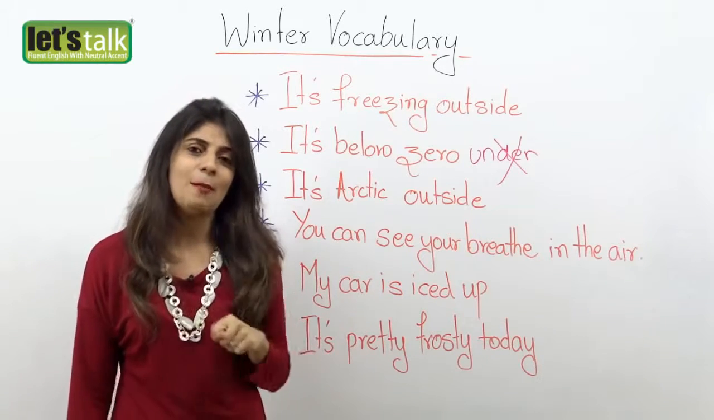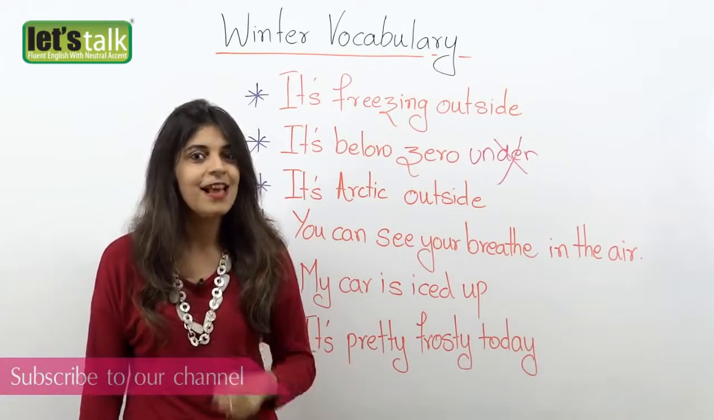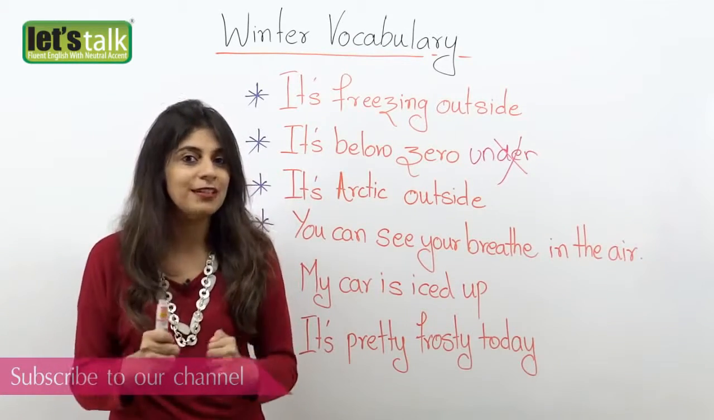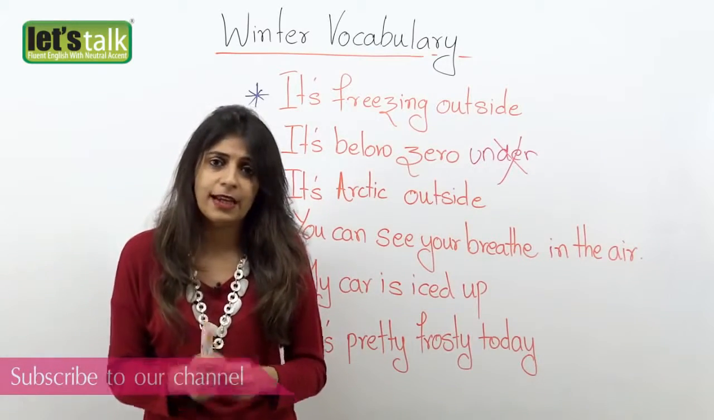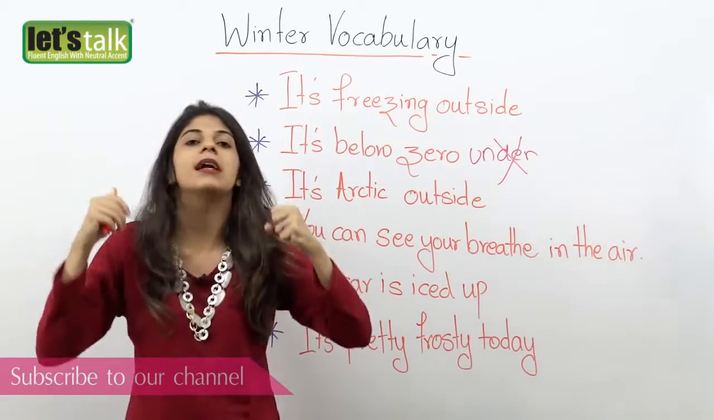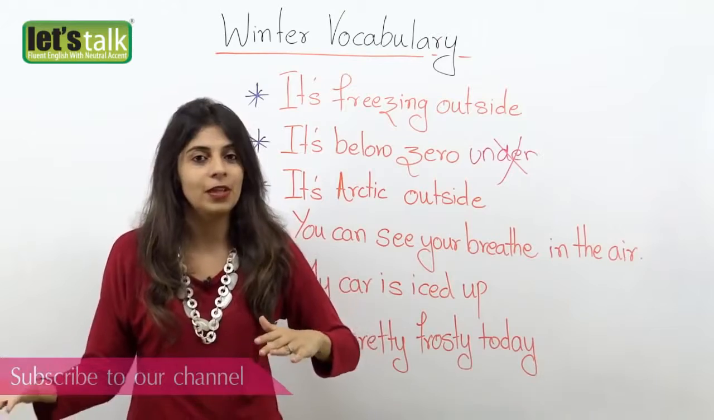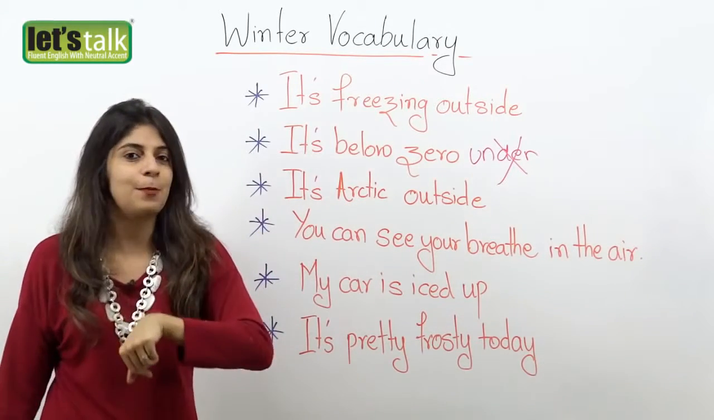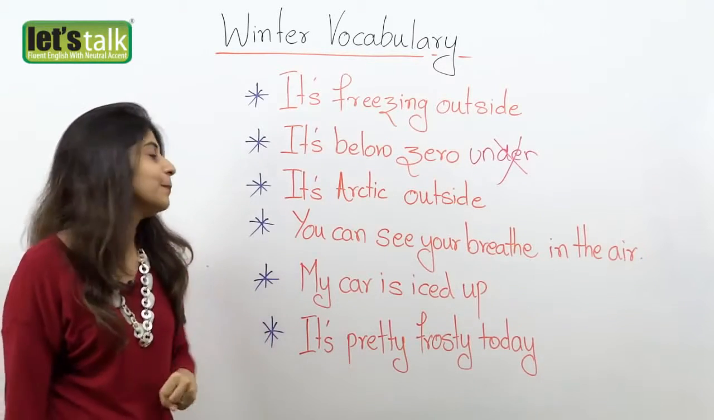The third one here is it's Arctic outside. So what comes to your mind when you think about the Arctic region? Yes, it's the coldest region. So when I say that it's Arctic outside, it means that it's extremely cold, like you just can't take it anymore. Okay, it's colder than normal. So this is the right expression you can use when it's extremely cold.